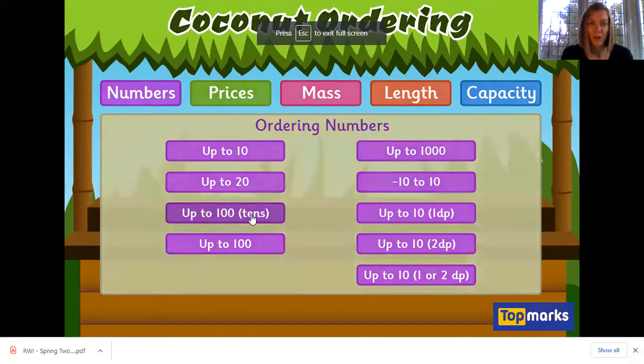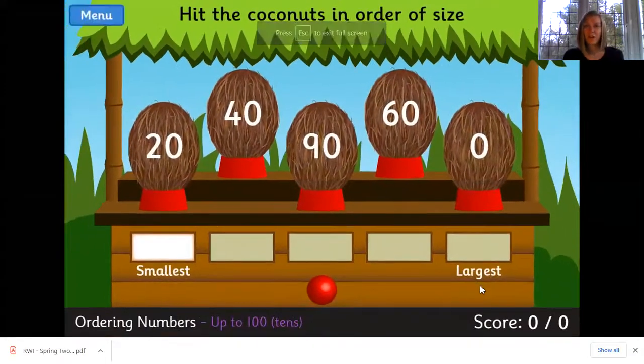So let's have a little look if I can share our coconut game. So today I'm going to go into the tens. So you can have a little look here and that's what I mean. We've got no ones. So if you have a look at 20, it's got 2 tens but no ones. 40 has got 4 tens and no ones. Have a look at 90. How many tens has 90 got? 9. And how many ones? Nothing, 0.